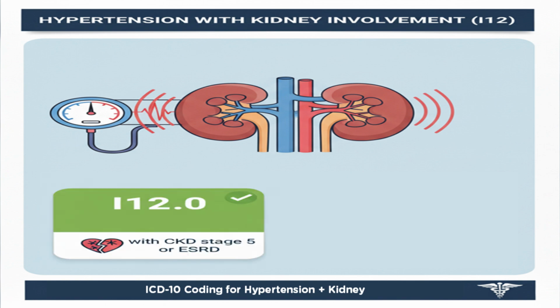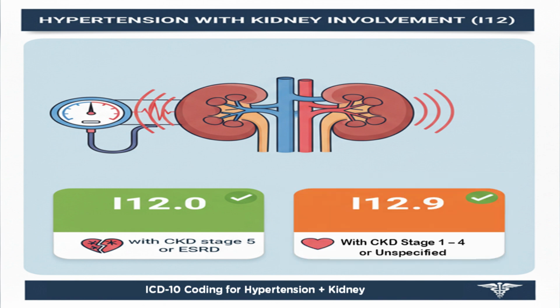The code I12.0 is reserved for the most severe cases, hypertensive chronic kidney disease with CKD stage 5 or end-stage renal disease, ESRD. Documentation must confirm this advanced renal failure stage for I12.0 to be used. Conversely, I12.9 is used for hypertensive chronic kidney disease with CKD stages 1 through 4, or when the stage of the CKD is documented as unspecified.